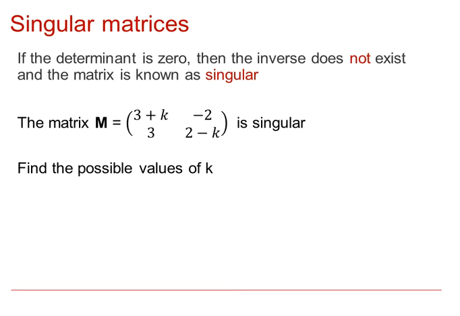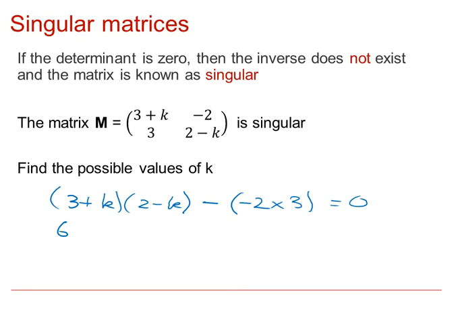If the determinant is 0, then the inverse does not exist, and that matrix is known as singular. Here we have an example where the matrix M as given is singular and asked to find the possible values of k. In this situation, we know that 3 plus k times 2 minus k minus 2 times 3 must equal 0, because singular implies that the determinant is 0.